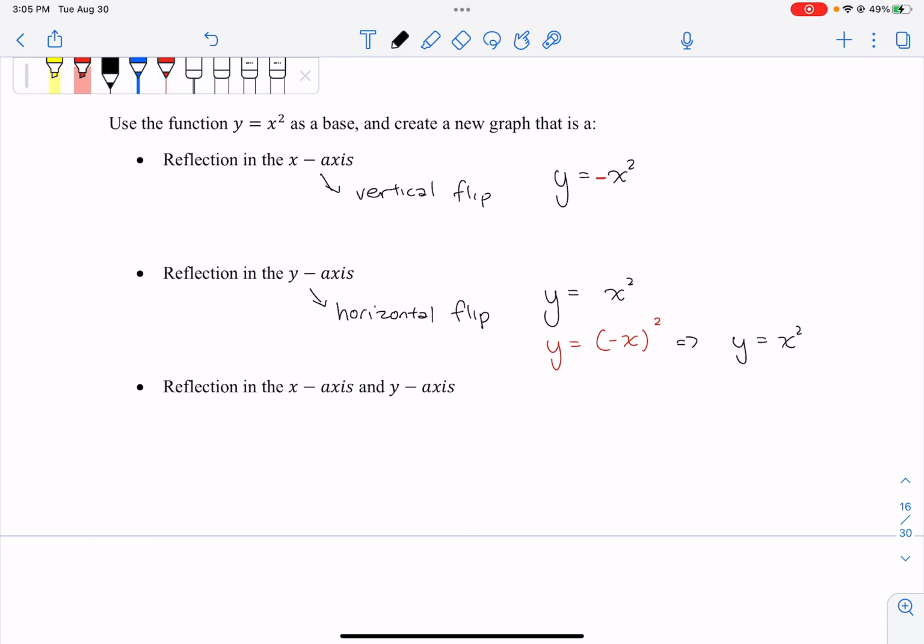Reflection in both just means, well, if you have y is equal to x squared, then you put the negative on the outside and the inside. And this is just y is equal to negative x squared.